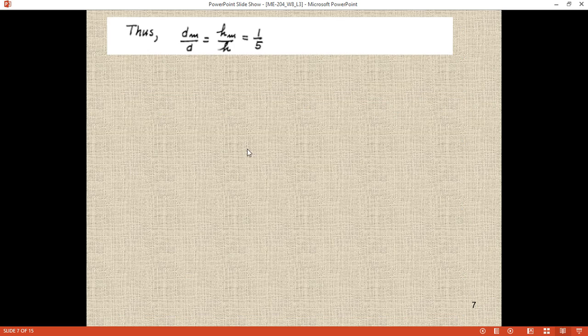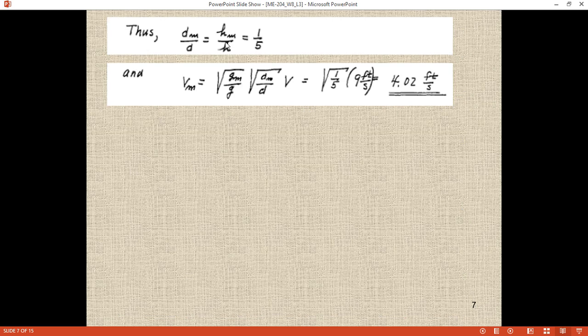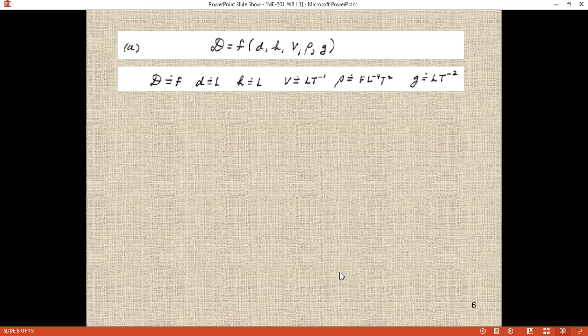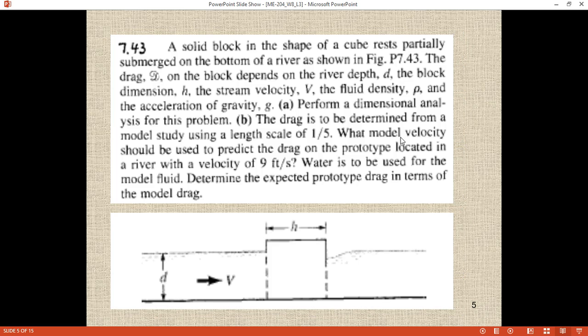Now we can write down for the velocity of the model the next relationship we used: gm over g, the gravitational acceleration for the model and for the prototype. This equation we use from here; this is the pi 3. We equate them and finally separate them, because we have to find the model velocity to be used to drag the prototype located in a river with this velocity. So we have to find out the model velocity.